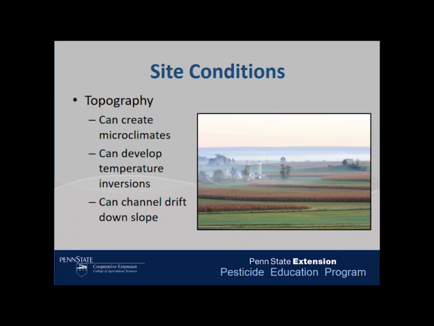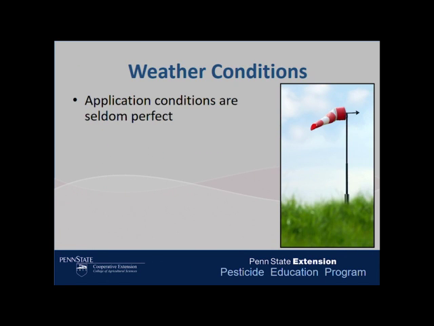The topography, we often see microclimates where the conditions are different even on the same property. Sometimes with the topography, we see temperature inversions happening. We're going to talk about that in a few minutes, how temperature inversions can be a bad time to make an application. And certainly we see certain topography channeling drift, like this low area here. If you made an application up here, the pesticide would have a tendency to drift down to that lower spot, down slope.